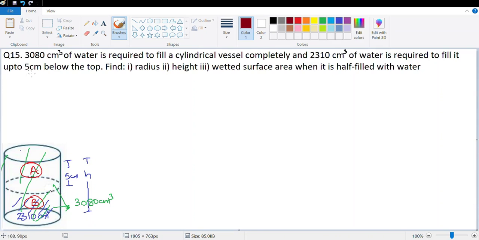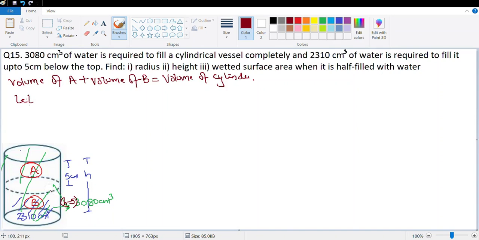So what we can say is volume of A plus volume of B is given equal to volume of the total cylinder. That's what the question is, right? Now if this is h, the total height, this top part is 5, which means the bottom part, the height, will be h minus 5. Let's just write that down.